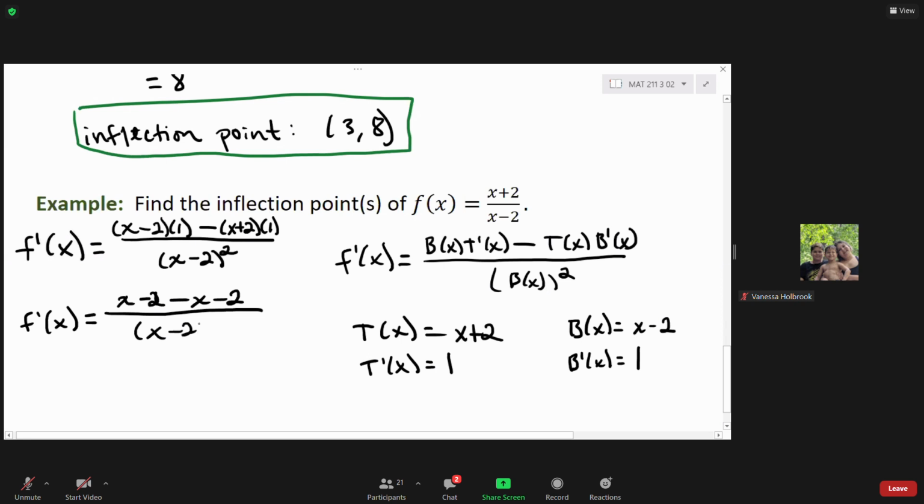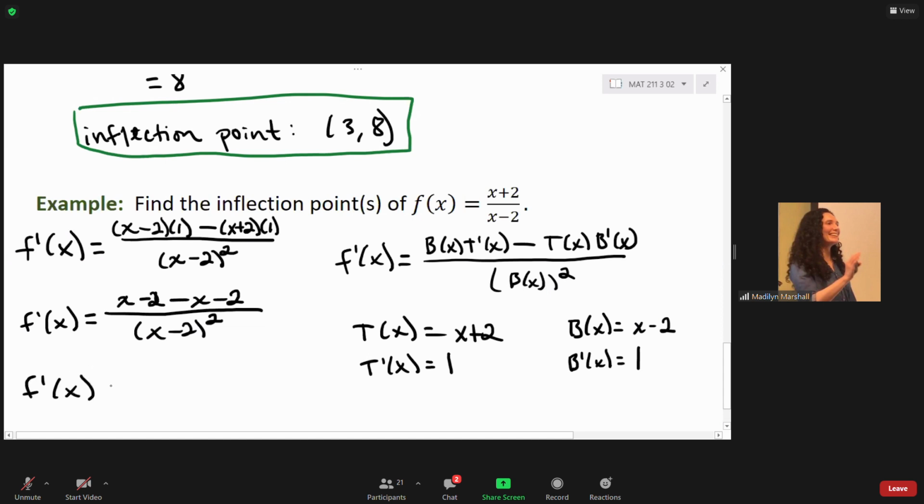And x minus 2 squared. So now we have x minus 2 minus x minus 2. So that top is going to simplify a lot. Those x's completely cancel each other out, x minus x. And the 2's, negative 2 minus 2 is negative 4.